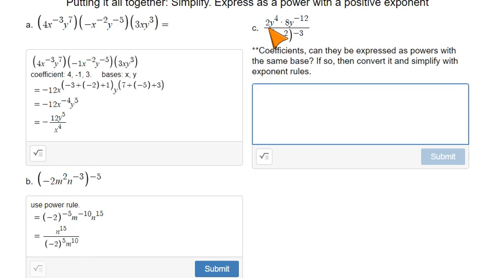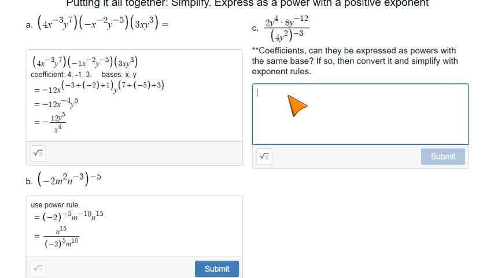Part C. The expression is 2y to the power of 4 times 8y to the negative 12, all divided by (4y squared) to the power of negative 3. Here's a little note. Coefficients can be expressed as powers.